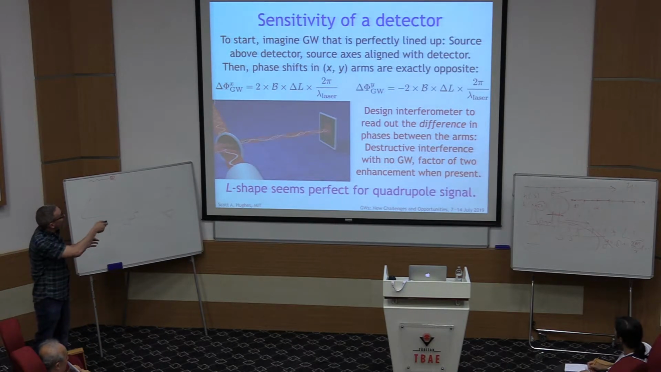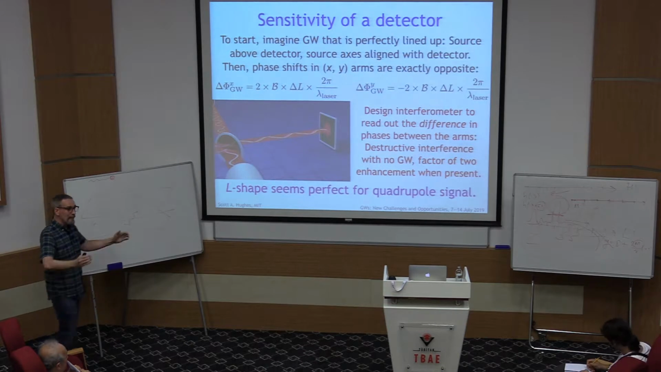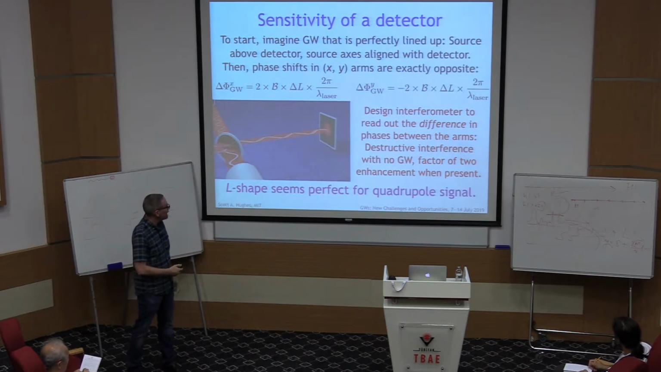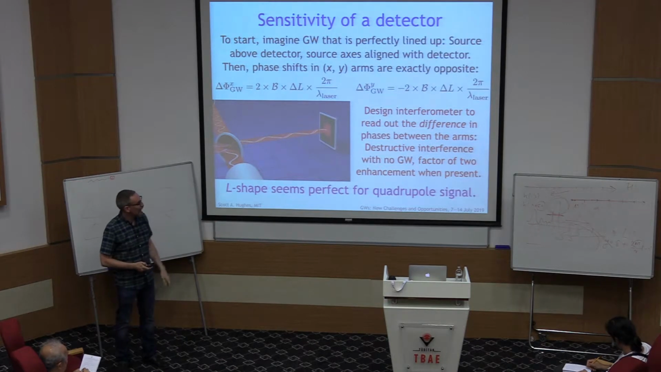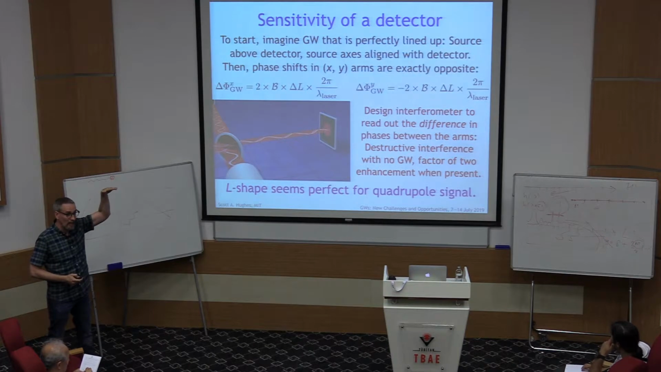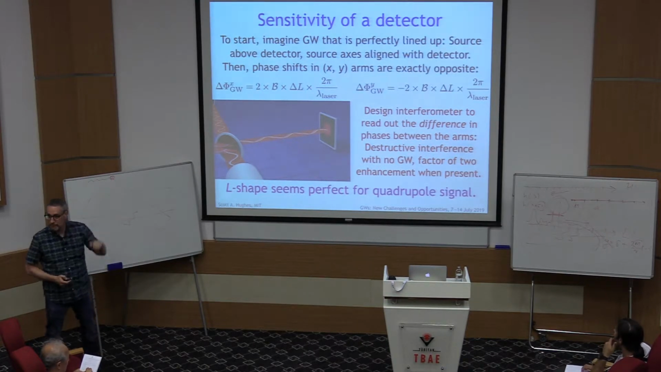Now, the fact that my two arms come in with exactly opposite sign makes it look like this is serendipity. I'm looking for quadrupolar gravitational waves. This gives me a factor of 2, and I can take advantage of that. That seems like a really wonderful thing. It seems to be the perfect shape to get out a quadrupole signal. And it is, especially if it happens to be exactly perfectly aligned, which never happens.